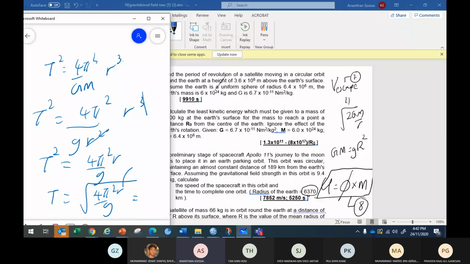So your r is how much? Your r should be from the planet center to the point there. So radius plus the 189 kilometer again. The radius also you add. Then g of course is how much? 9.4. You square root it. You should get 5250 seconds.